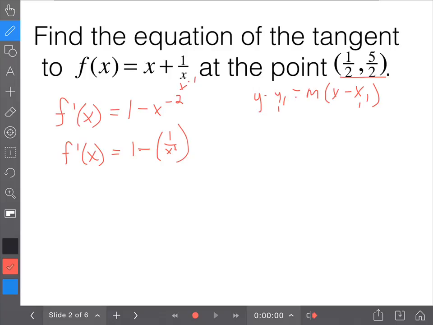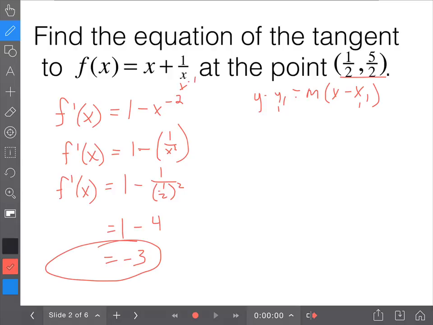It doesn't really matter. But anyway, we'll go on, and we now will find the slope at this particular point when x is 1/2. So I'm going to say f prime of x when x is 1/2 is 1 minus 1 over 1/2 squared. Now 1/2 squared is 1/2 times 1/2, which is 1/4, and 1 over 1/4 is simply 4. So 1 minus 4, which is negative 3. So I just got the slope. The slope of the graph at 1/2 is negative 3.